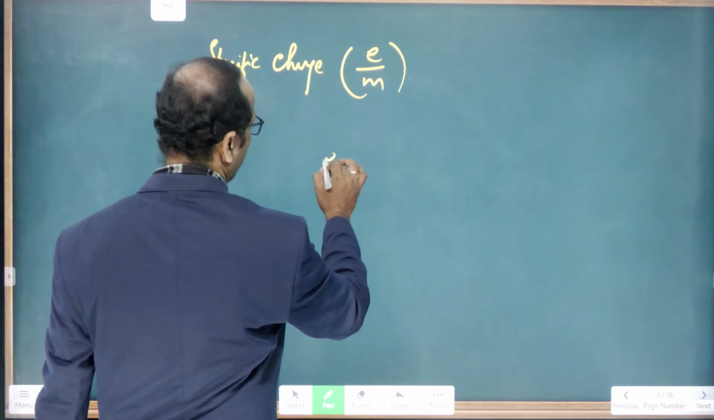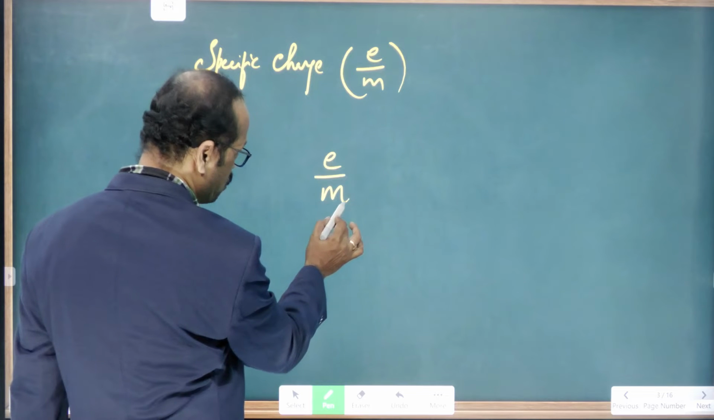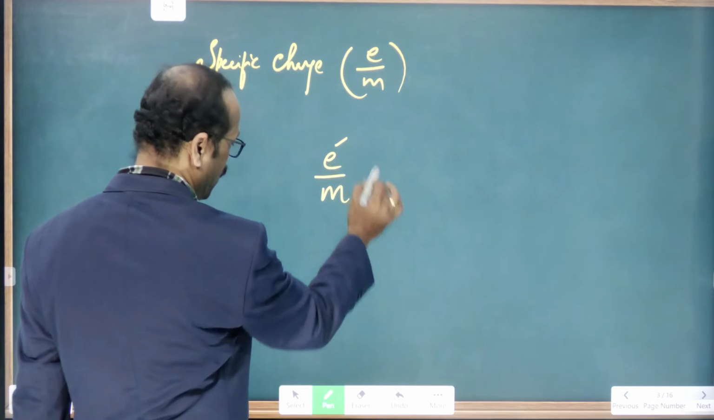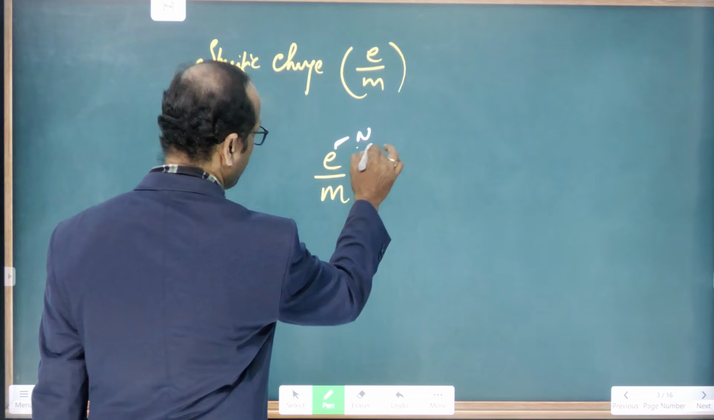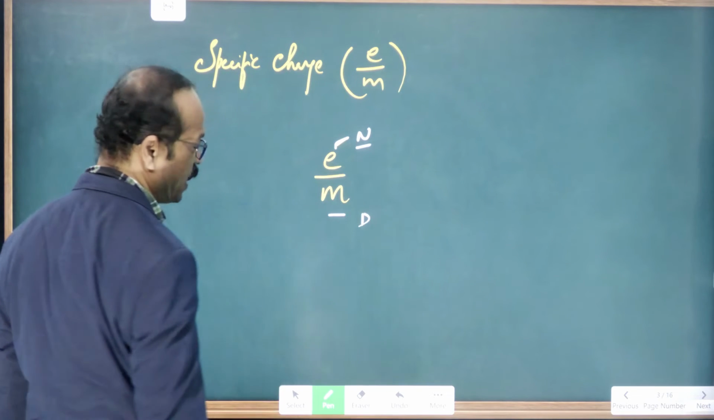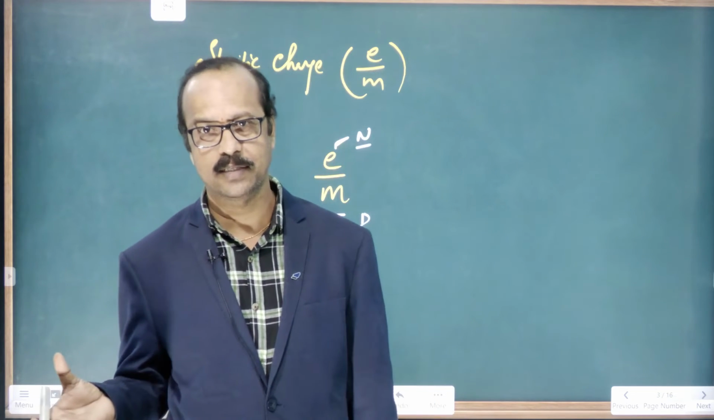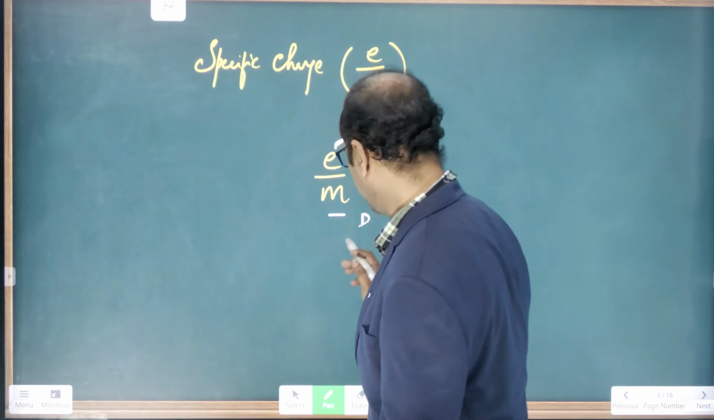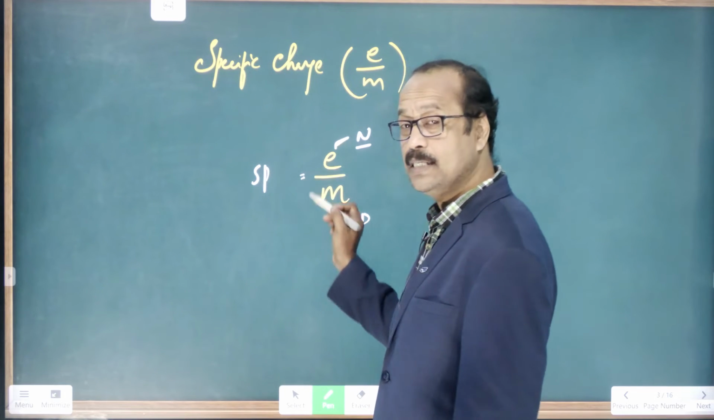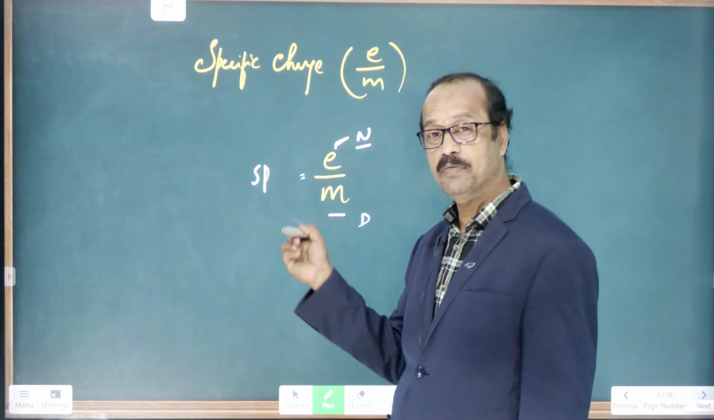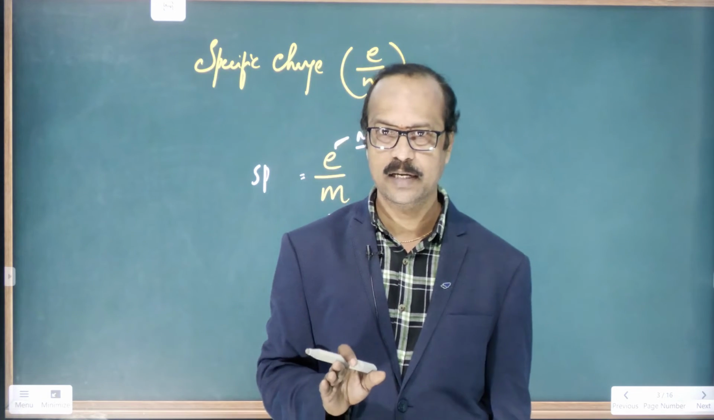Why? Because here it is e by m. So m is in the denominator, students. This is called the numerator, and this is called the denominator, right? As the denominator increases, the specific charge decreases, because it is inversely proportional. Inversely proportional means if one increases, the other decreases. Is this clear to you?